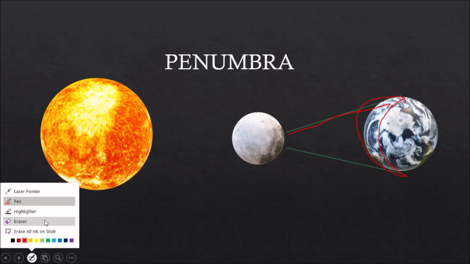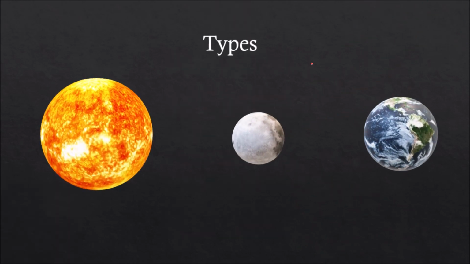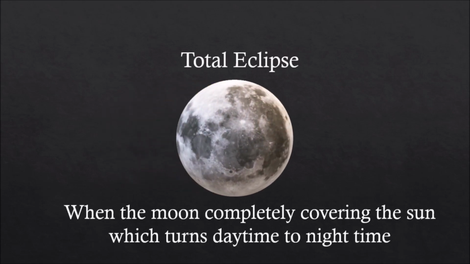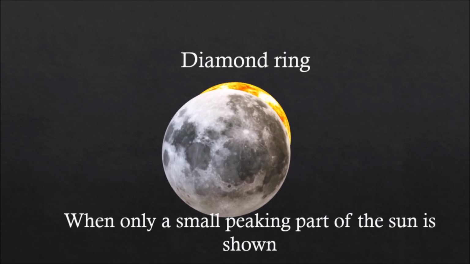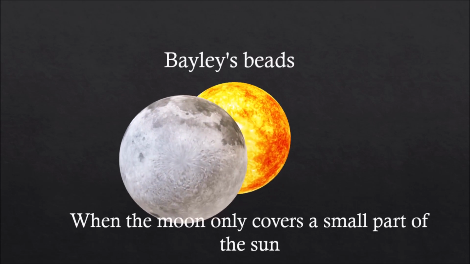Okay, so now we have the types of the solar eclipse. It's not only one type, there are a ton of types like the lunar eclipse. The first and most obvious, the total eclipse, when the moon completely covers the sun, which turns daytime to nighttime. The diamond ring, when only a small peeking part of the sun is shown. Now, the Bailey's beads, when the moon only covers a small part of the sun but not completely.